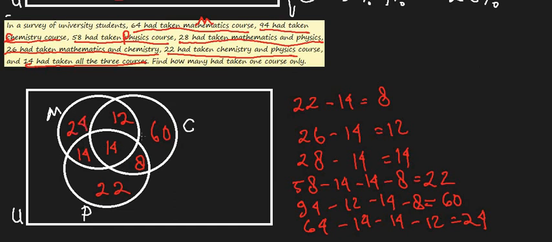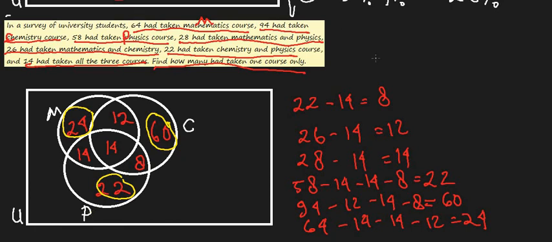Now, are we finished? No. We have to go back to the question. Find how many had taken one course only. So this one is one course. This one is one course. Only take chemistry. This one is also one course. Now, how about this part? This 12 is not taking one. This 12 taking two courses, which is mathematics and chemistry. This 14 in the middle, they take all of the courses, mathematics, chemistry and physics.